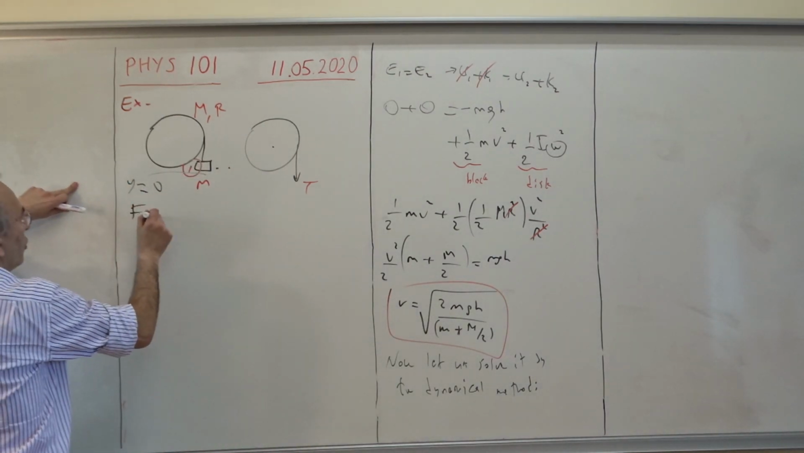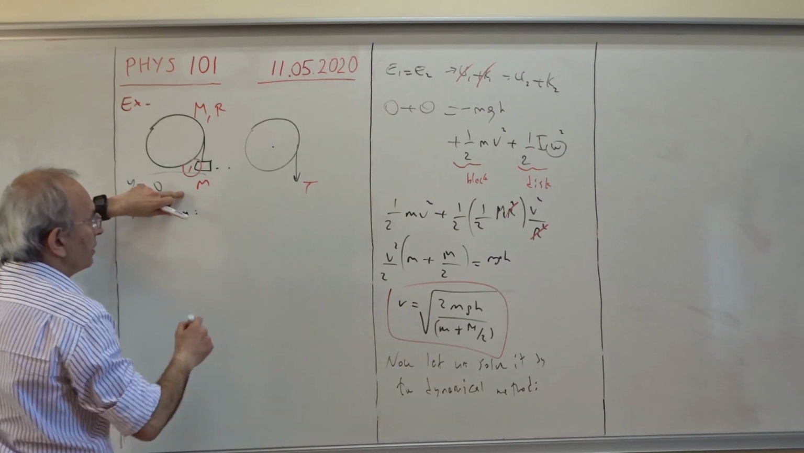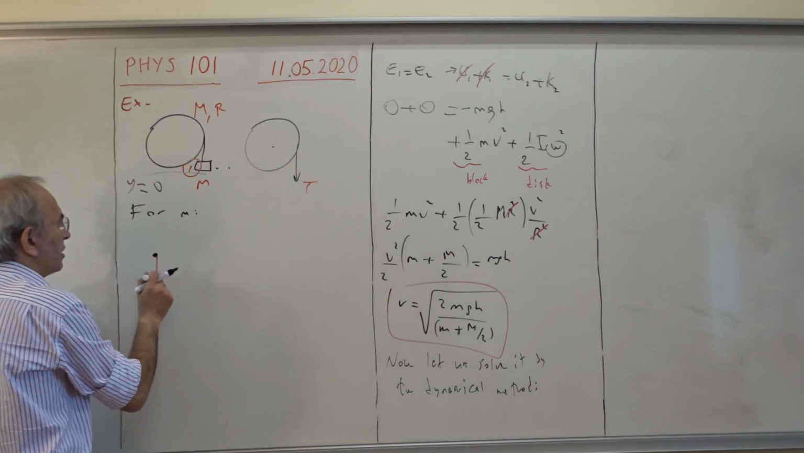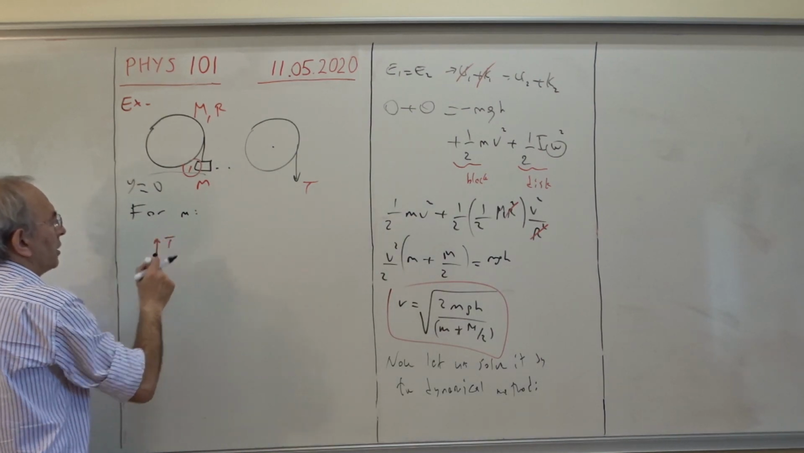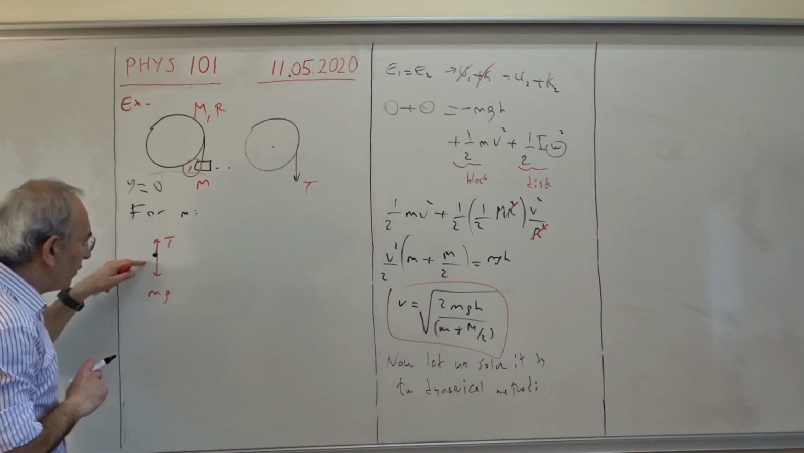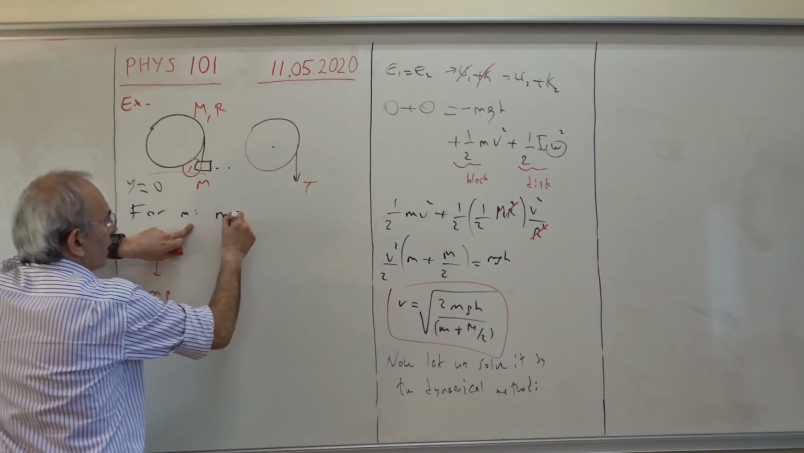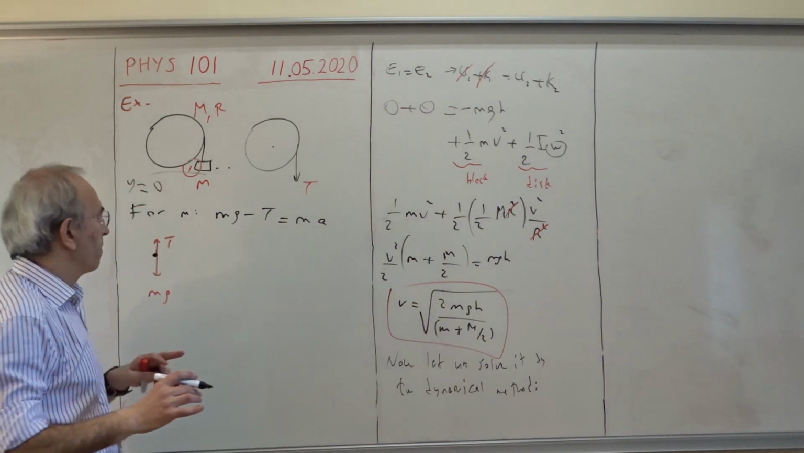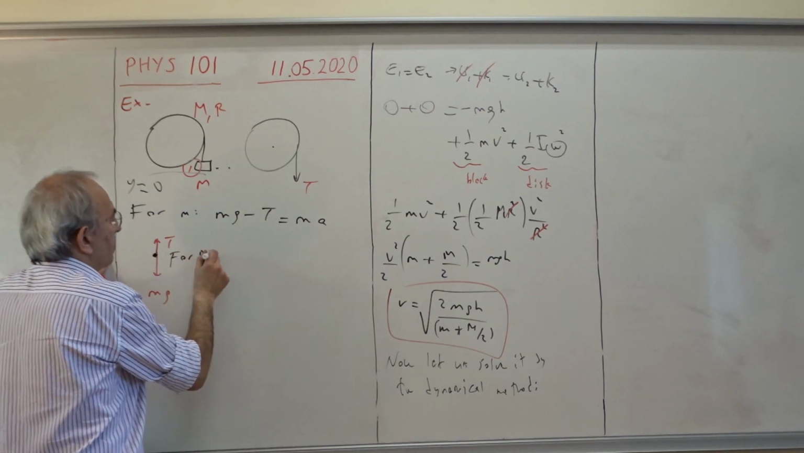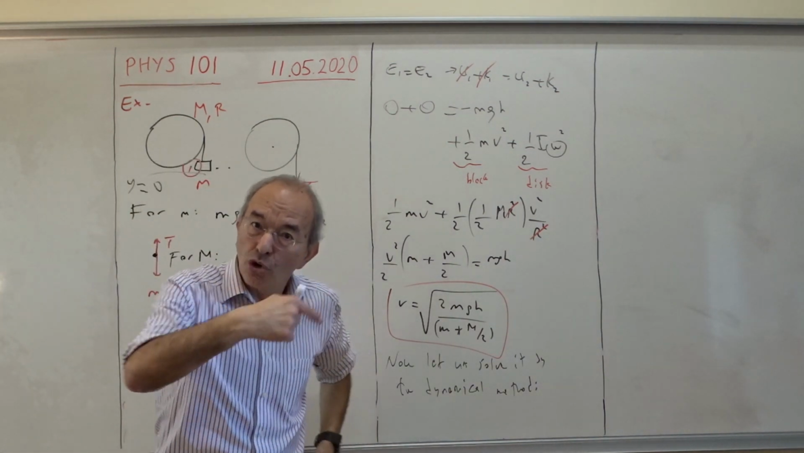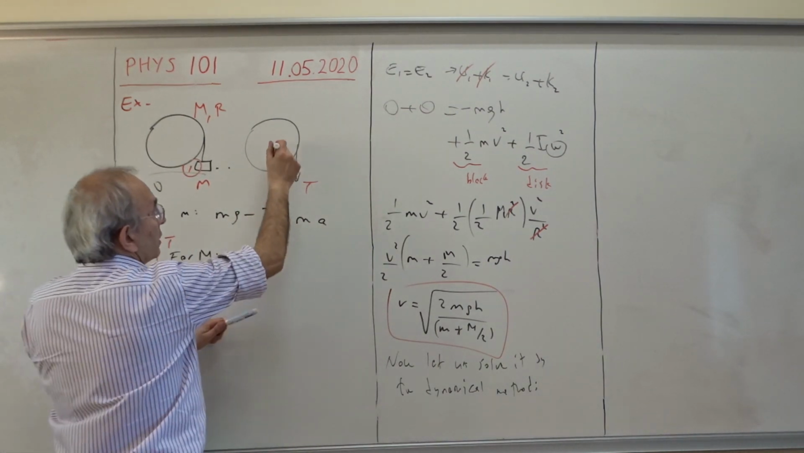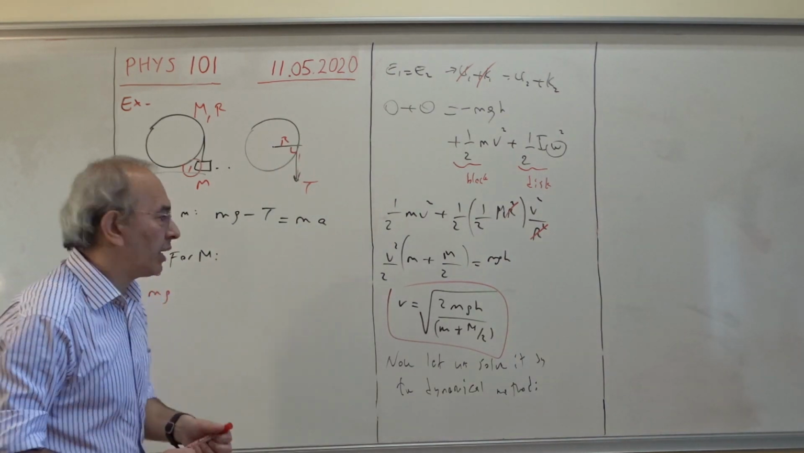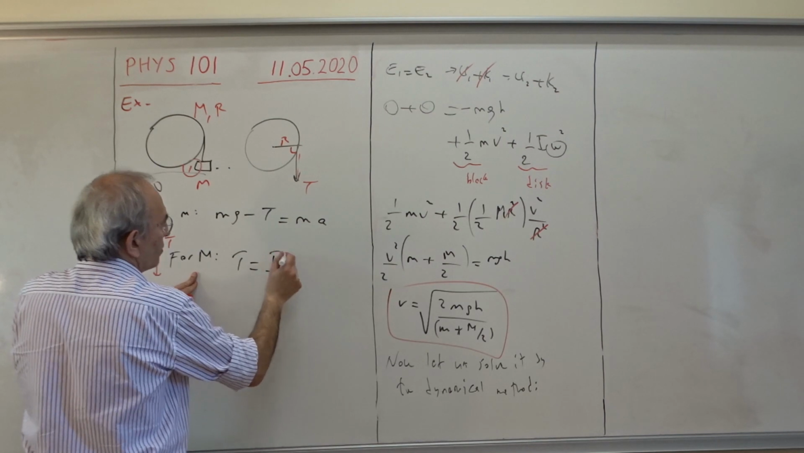So for little m, what can we write? This is just a simple free body diagram as before. This is the weight little mg and that's the tension T. And they are not equal. For little m, we can write mg minus T is equal to m times a, as before. But for capital M, what can we write? It is the torque applied. And that torque is, this is the distance radius, and they are at right angles, so sine 90 is 1. Torque equals I times alpha.